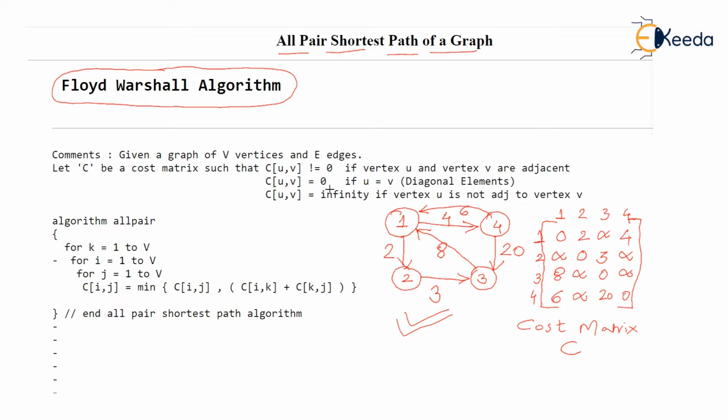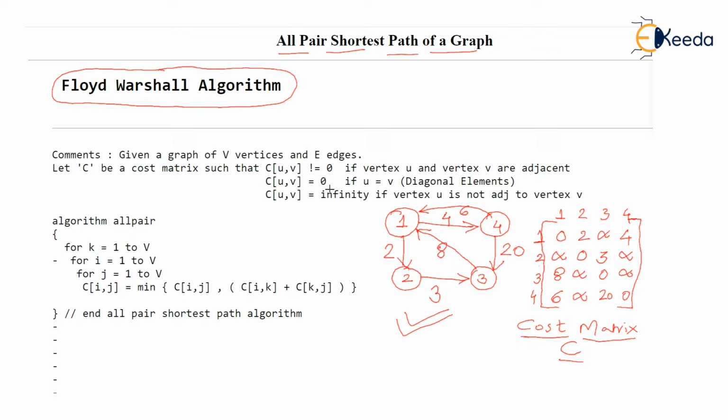Now this graph is stored in the computer memory in the form of cost matrix. Now we know that graph is usually stored in the form of adjacency matrix, but we are not going to store this graph in the form of adjacency matrix, but we will be using cost matrix.